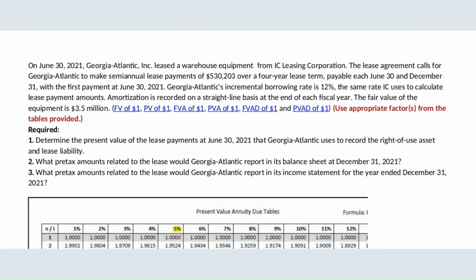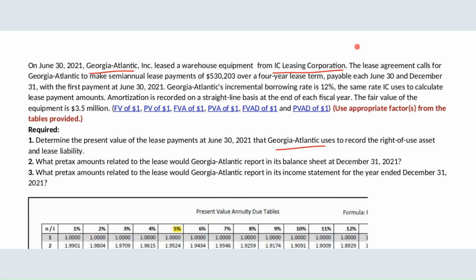So next one. On the next one, we have that on June 30th, Georgia Atlantic Inc. leased a warehouse equipment from IC Leasing Corporation. So again, we have the lessee side here. This is the lessee, this is the lessor. And I think there's another continuation to this where it is the lessor.